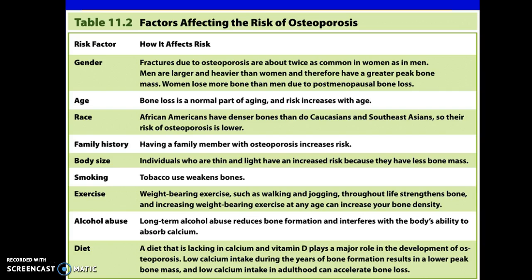Of course, alcohol abuse, we've talked about that throughout the semester. That's going to interfere with the body's ability to absorb calcium, and diet as well. So diet that's lacking in calcium and vitamin D can really play a role in the development of osteoporosis. So when we look at our osteoporosis risks, you can think of there are certain things that we can control and certain things that we can't control. And so we want to optimize our chances of not getting osteoporosis by making sure that we have proper exercise, diet, and lifestyle choices, because we can't really control the gender, age, and race stuff.